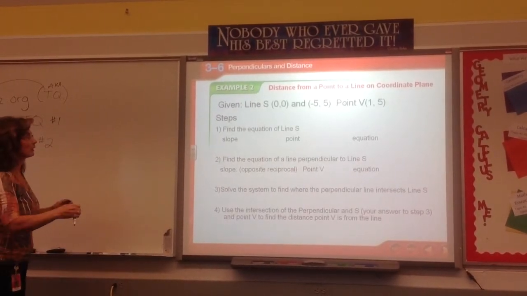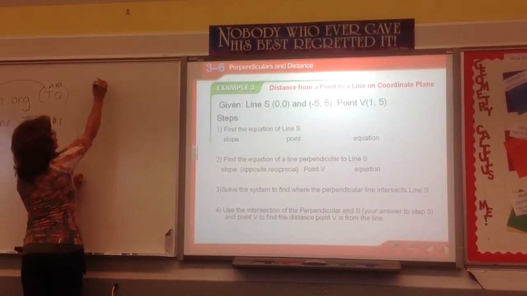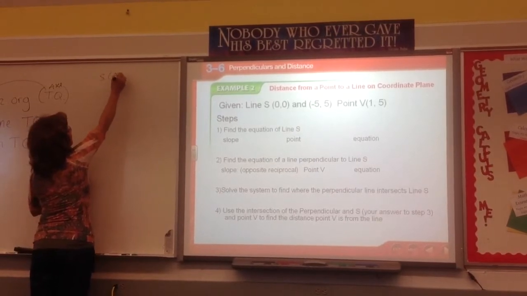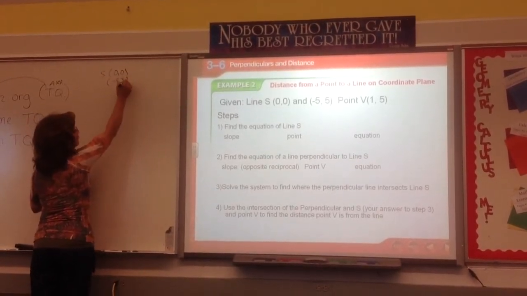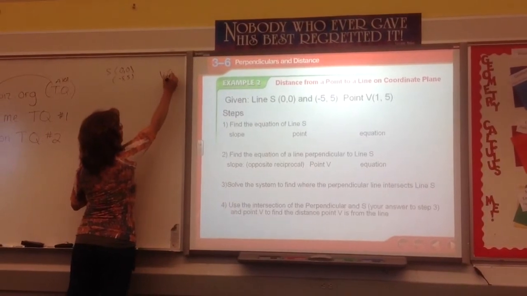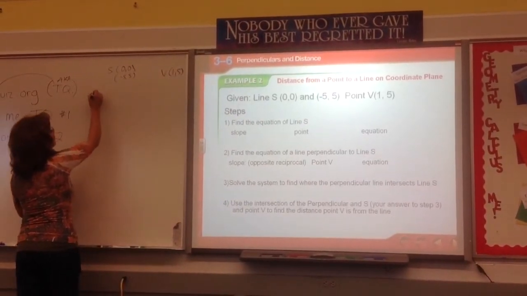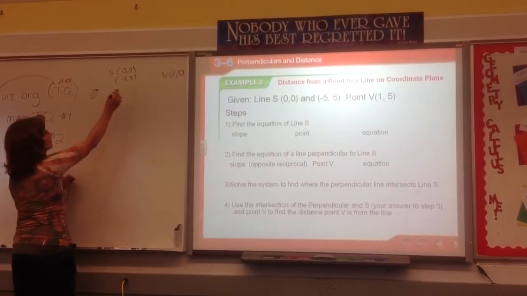Glad you're back. Now let's find the equation of line S. We know S has line points (0, 0) and (-5, 5). And then we want to go through the point V, which is (1, 5). So step 1, we need a slope.